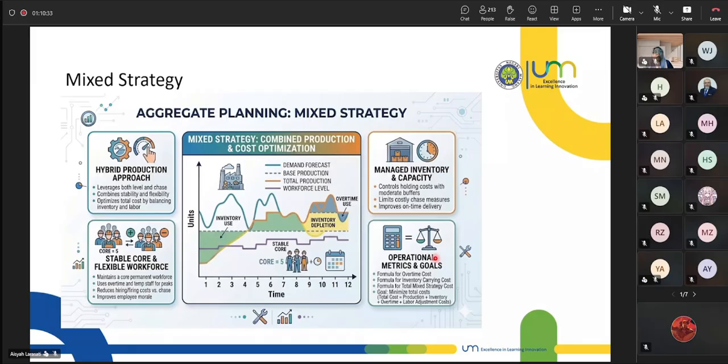So if we look into the graphic here, the orange line means we produce with a fixed rate. Because the production rate is fixed, we don't have to change our setup, so we can minimize the changeover cost. But because we use a fixed rate, when the demand decreases, you will build up inventory. It means you will have inventory costs.